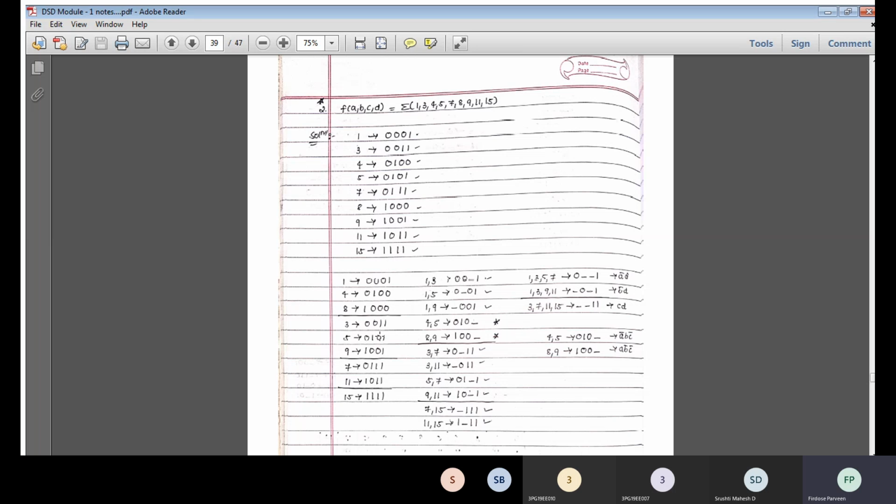So I'll start comparing. Okay, when I compare, it is 1 and 3, 1 and 5, 1 and 9, 4, 5, 8, 9. Always put a tick mark. Otherwise, cross check whether it is there.